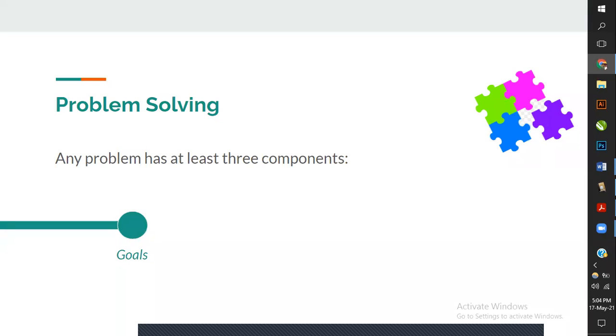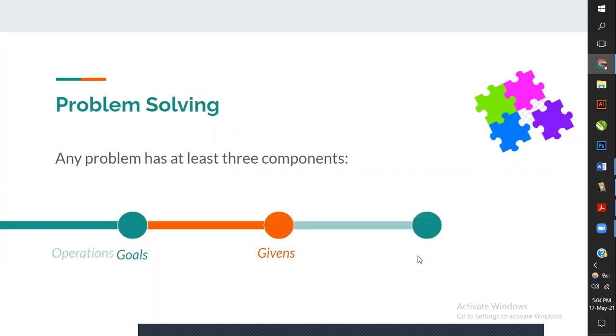So whenever we are creating a problem, there are three components. We have our goal, our givens, as well as the operations, right? Our goal will be what a problem solution hopes to accomplish. Our givens are the pieces of information provided. Operations will be the actions.